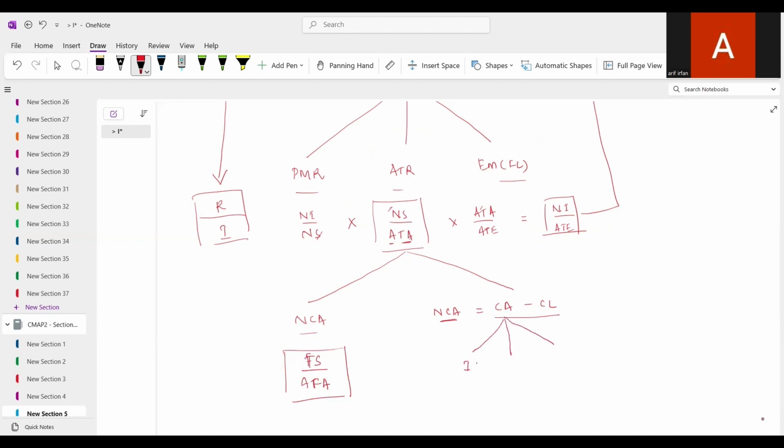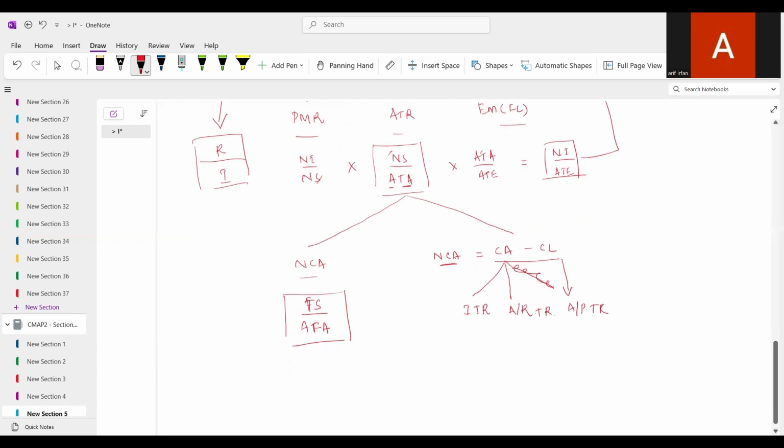One is the inventory turnover ratio, right? And the accounts receivable turnover ratio, and for current liability, the accounts payable turnover ratio. So the formula is here when you talk about the inventory turnover ratio.